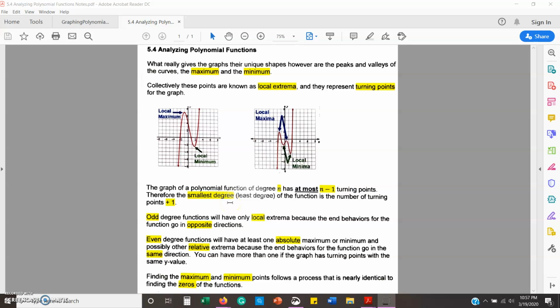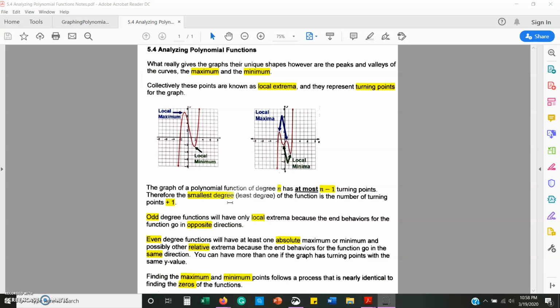Okay, let's spend a little time talking about how we analyze polynomial functions here in section 5.4. This is hopefully going to be a short little talk, and you'll be spending most of your time working on an activity, applying what you're hearing here and some of what you already learned back in the previous section.